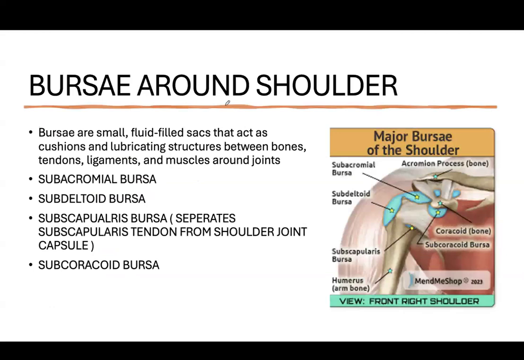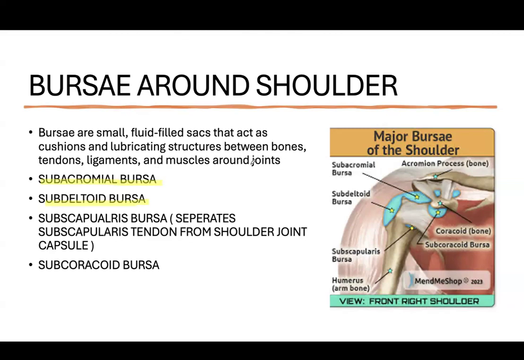You're going to have bursae around the shoulder. So what are bursae? They're small fluid-filled sacs that act as cushions and lubricating structures between the bones. Basically, they reduce the friction between the tendons, ligaments, and bones so that everything moves around smoothly. You know how when you order something, you have packing peanuts to reduce the friction between the thing that you ordered and the box. It's similar to that.